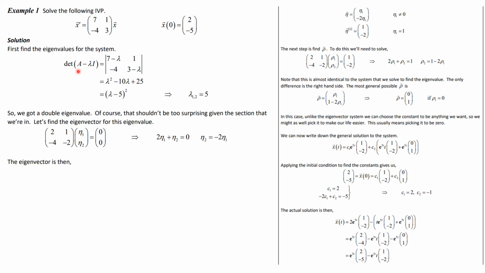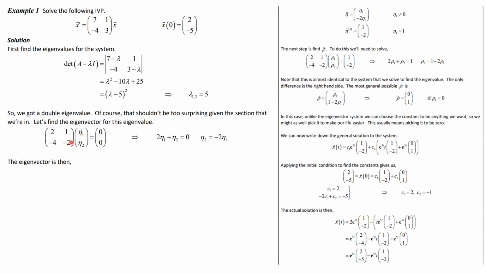Okay, a lot of this stuff should be very old hat by now. We're going to find the eigenvalues, so we take the determinant of A minus lambda I, we do this, and after we simplify this we get lambda minus 5 whole squared. That means that the double root here, the double eigenvalue, is 5. So we've got a double eigenvalue, and we'll find the eigenvector associated with that.